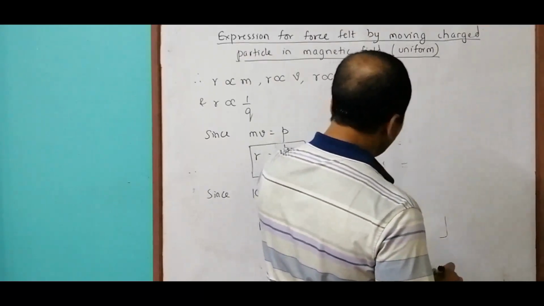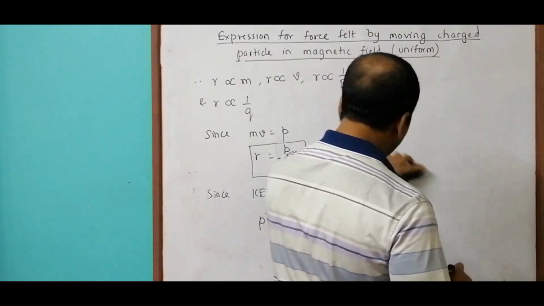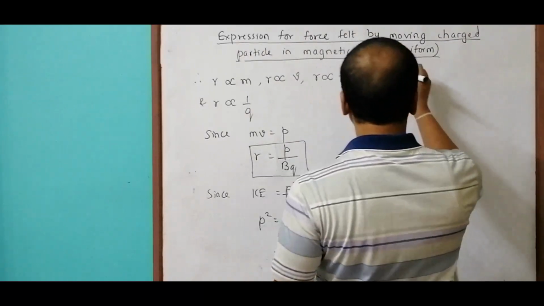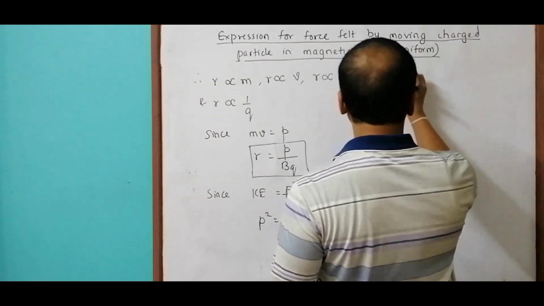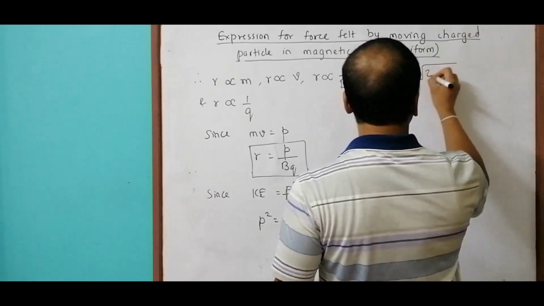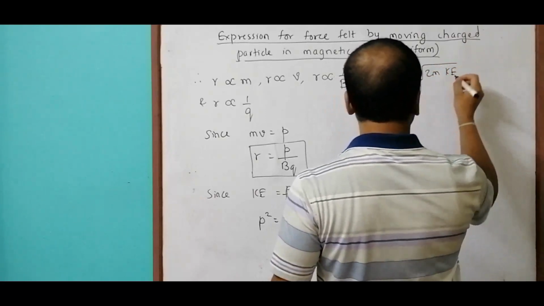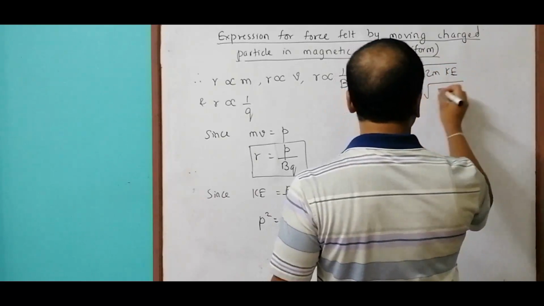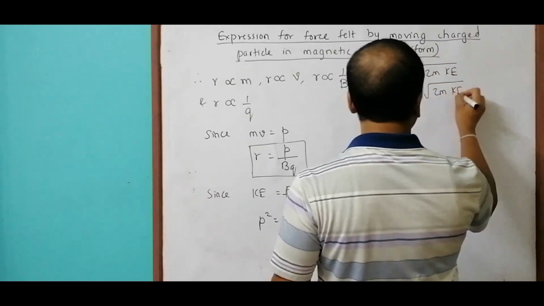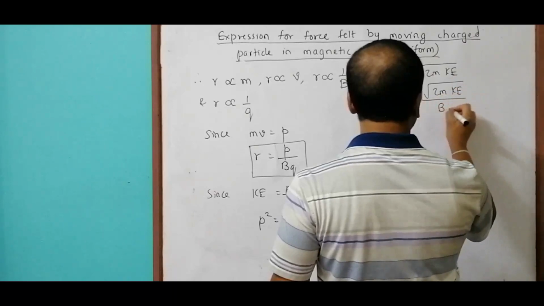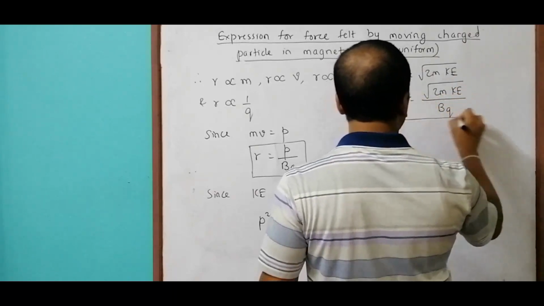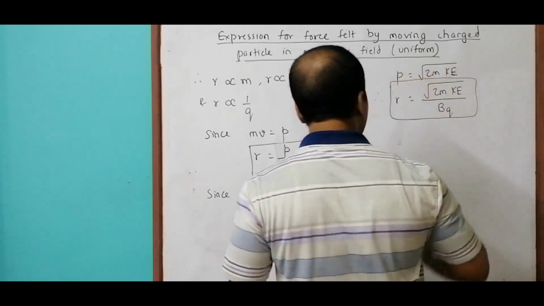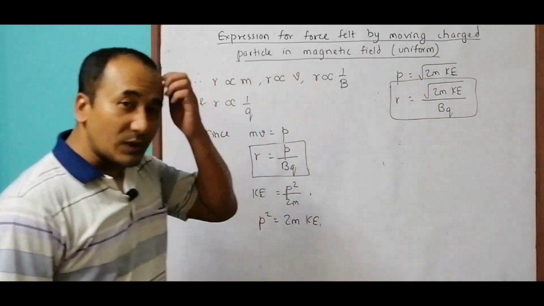p equal to root of twice m into KE. Therefore R is equal to root of twice m into KE divided by B and then q. So R has been expressed in terms of kinetic energy as well.